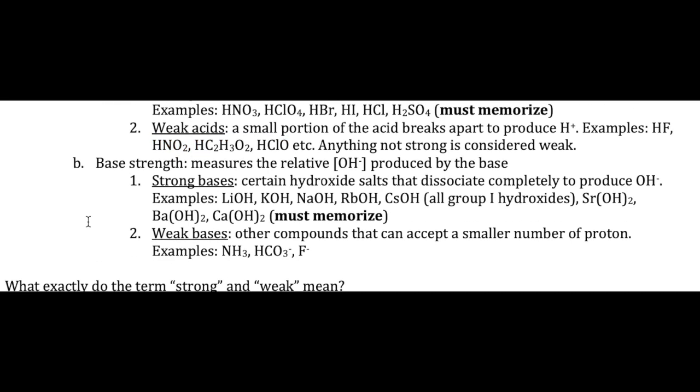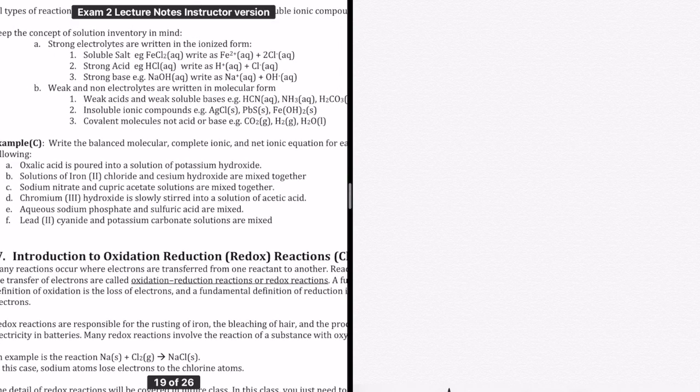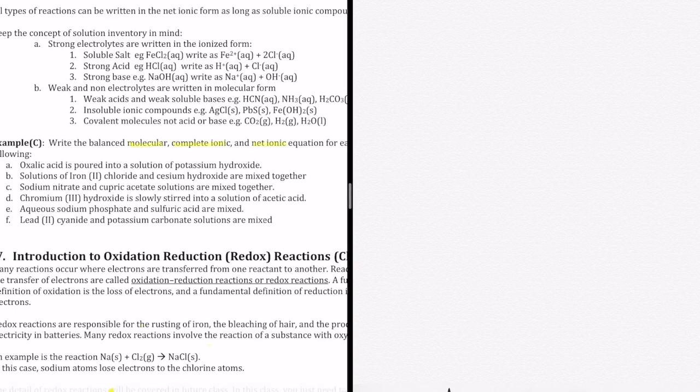With bases, it's sort of similar. The strong bases you have to memorize, and those are hydroxide salts that are soluble. You can look up the solubility rules. They're going to be all the group 1 hydroxides, and then these 3 from group 2: strontium, barium, and calcium hydroxides. The weak base, as I said earlier, in this class I just need you to remember NH3, ammonia, as your weak base. So let me show you an example of how to complete a question where you have to write all the different forms of the equation. In this case, the molecular, the complete ionic, and the net ionic equation.